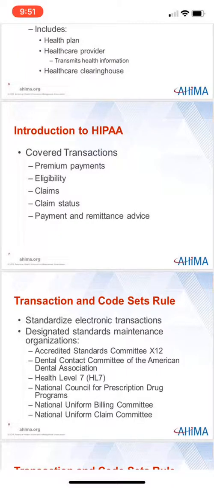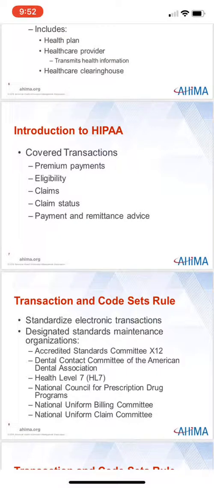All right, dropping down to transactions and code sets. So the transaction and code sets rule were designed to standardize transactions performed by the covered entities. These standards apply to electronic transactions only, such as claim submission, eligibility queries, and many more insurance-related functions. However, paper submissions are similar.